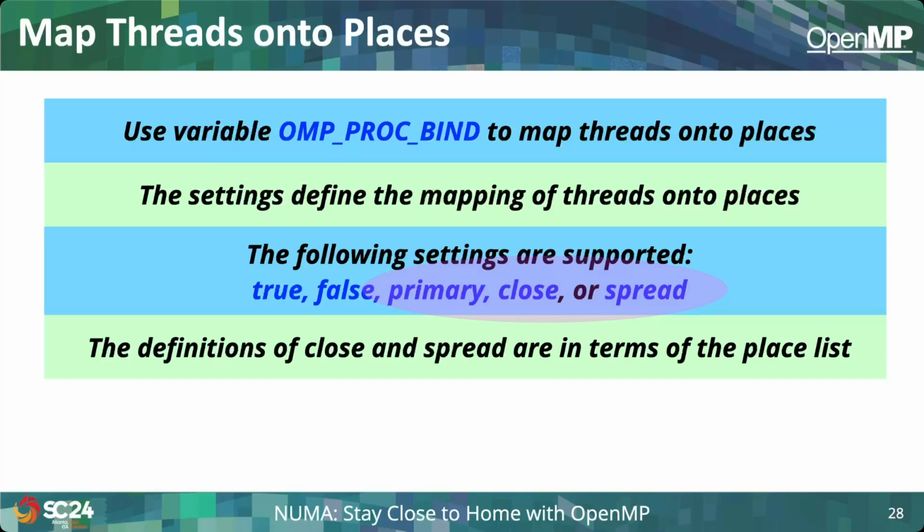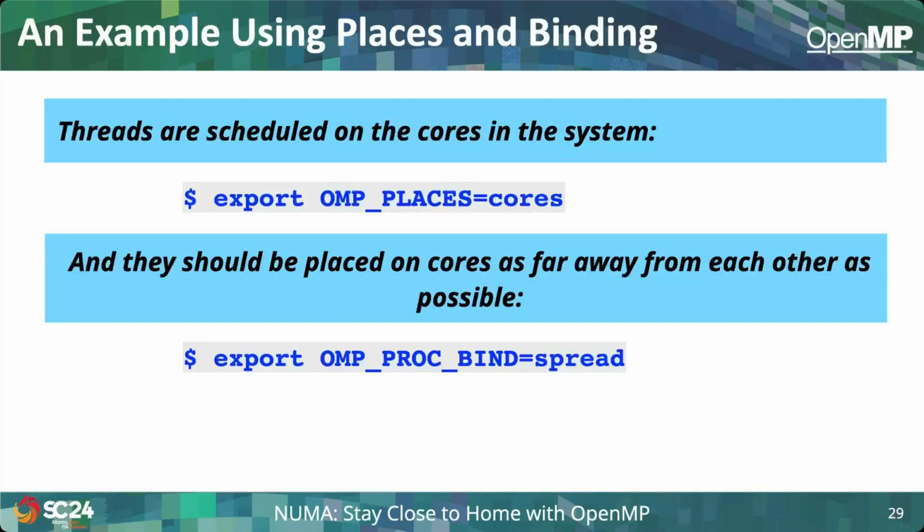In a way, what these two values mean is that you want to either keep threads very close to each other because you want to share caches, for example, or you want to spread them out because you want to maximize the bandwidth in the system. And here's an example. I set the places to coarse and the binding to spread. That means I want to sort of push out the threads. I don't want to have them grouped. I don't want to have them be close to each other. I want them to be as far away as possible.